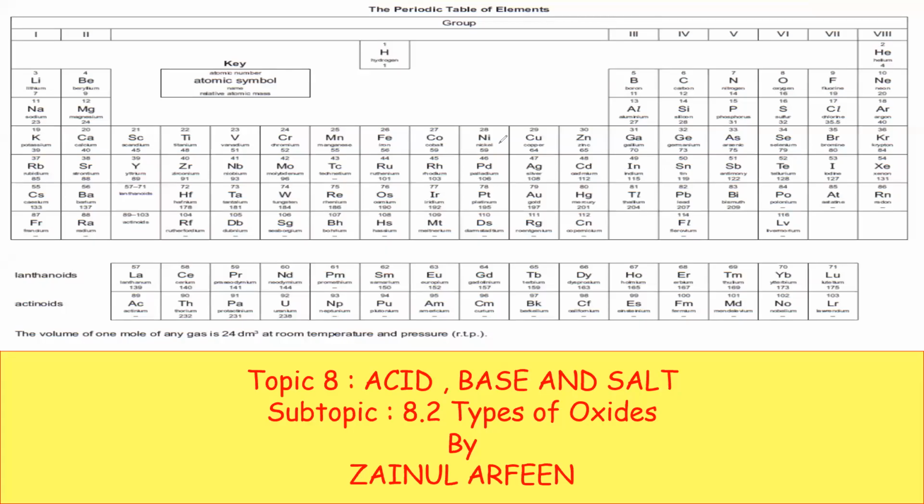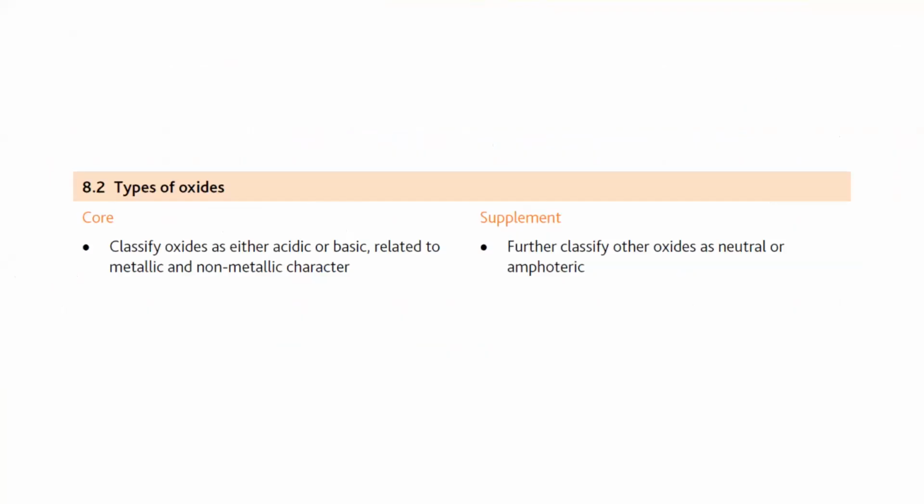So topic 8, acid, base and salt, and the subtopic is types of oxides. What are oxides? The term oxide means a compound which contains oxygen. When oxygen reacts with another element, it results in the formation of a compound, and we call that an oxide. So what are the different types of oxides?